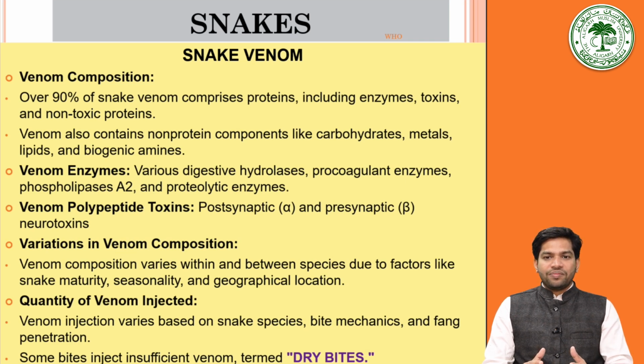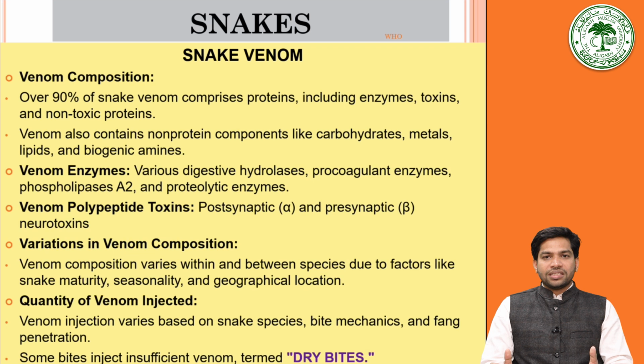So, snake venom is a complex mixture primarily composed of proteins, making up over 90% of its content. These proteins include the various enzymes, toxins and non-toxic components like carbohydrates and metals. Enzymes found in the venom play a very important role, from aiding in digestion to inducing blood clotting and tissue damage. Additionally, polypeptide toxins disrupt the nerve functions at the neuromuscular junctions.